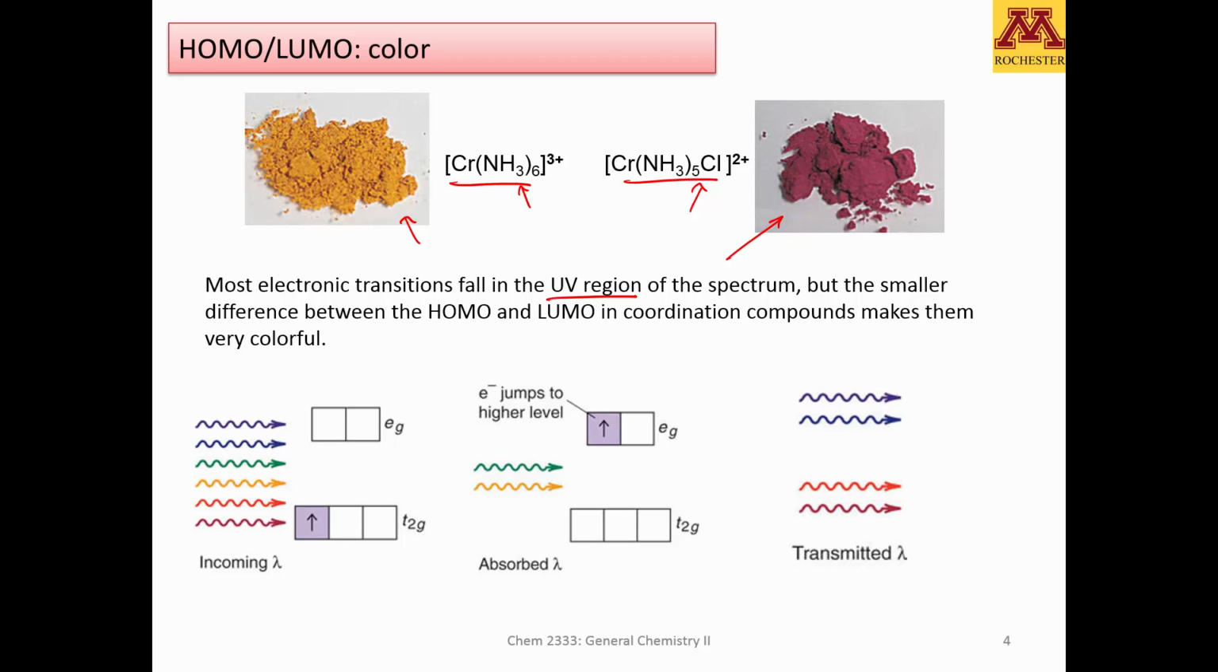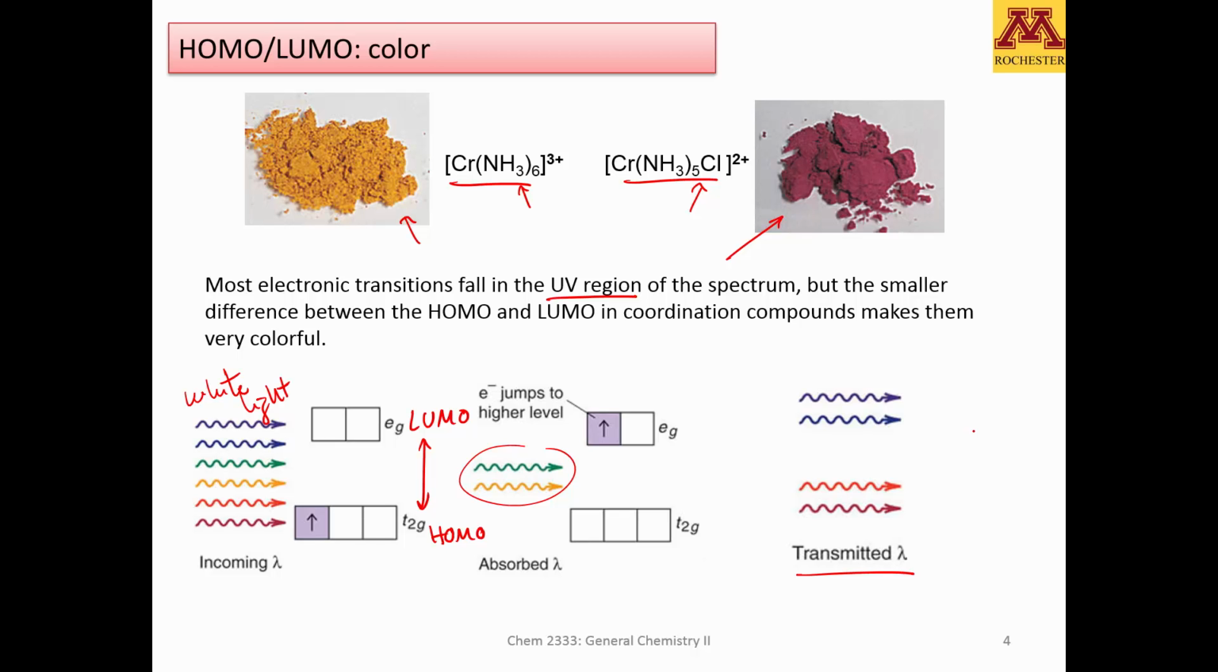However, in coordination compounds, if this is my HOMO and this is my LUMO, the difference in energy between them is small enough, and this is typically an exception, that it explains why coordination compounds are so colorful. So what do we mean by a coordination compound being colorful? Well, if you emit white light, some of this white light will be absorbed by the coordination compound, and the rest will be transmitted. The rest will not be absorbed.